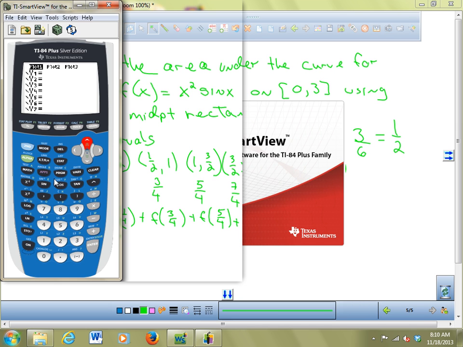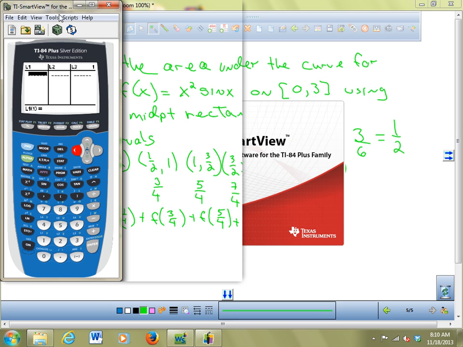X squared sine of x. X squared, sin x. Alright. Then I'm going to go to my stat. Second, quit. Go to stat, and I'm going to go to edit. And I'm going to clear out my list 1 and list 2. Clear, like that. And I'm going to go up here and clear that out. And now I have my list 1, list 2.